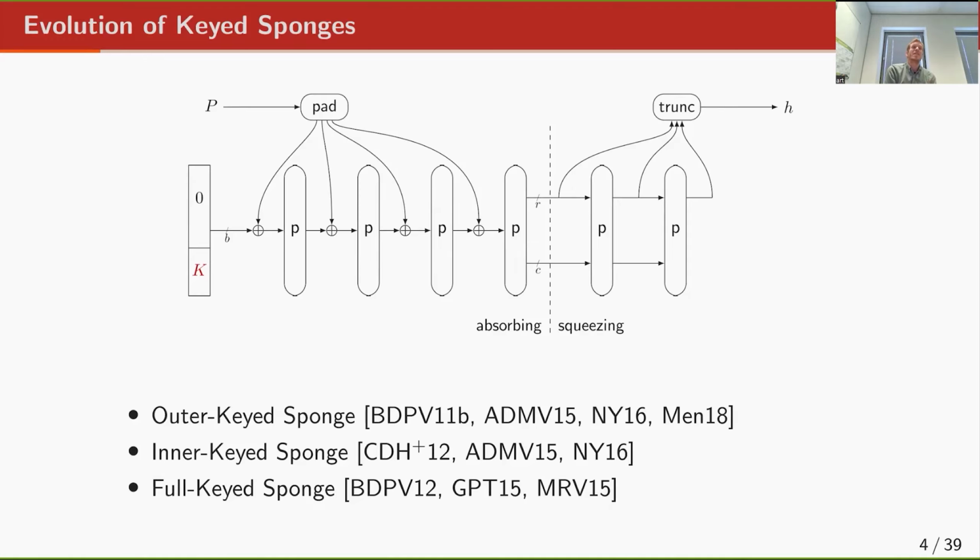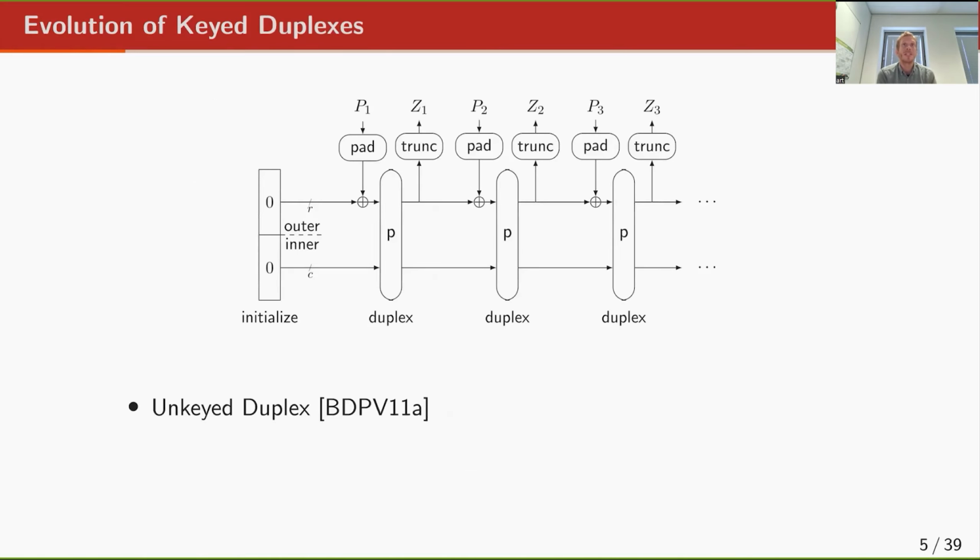This was the history of these keyed sponges, but what happened for these duplexes? And the duplex is a bit of a vague construction to understand the first time you see it. But if you think about the duplex, it's nothing else than a mini sponge, evaluated multiple times after each other. So if you look at the picture here, this is the original duplex.